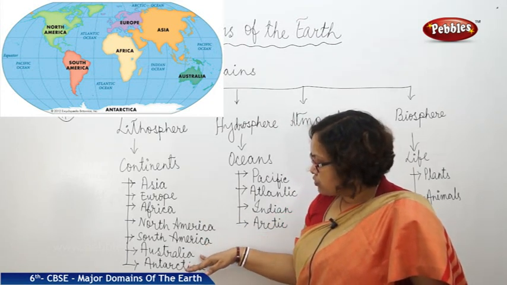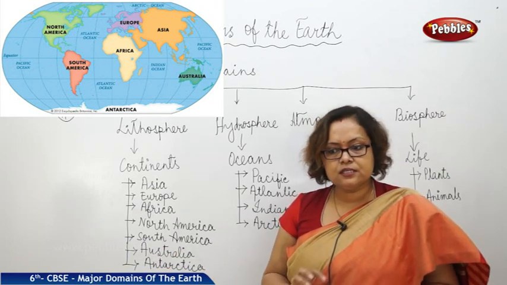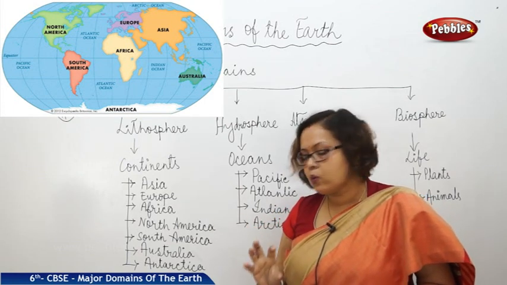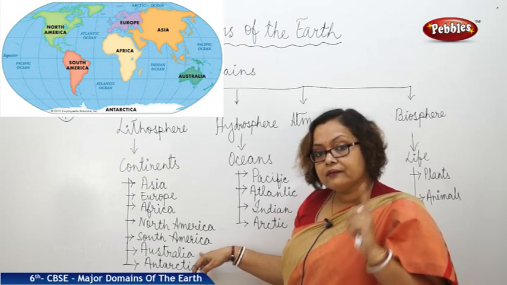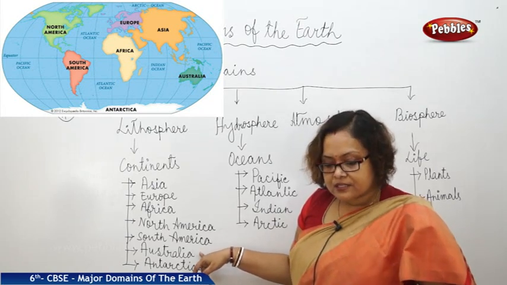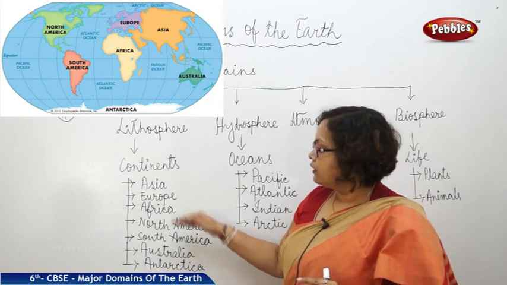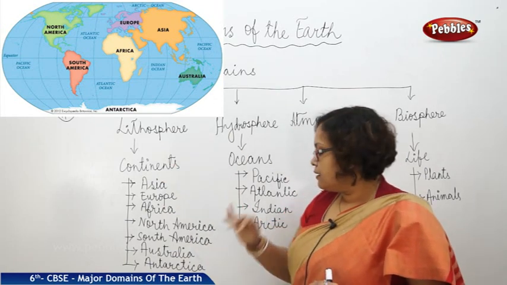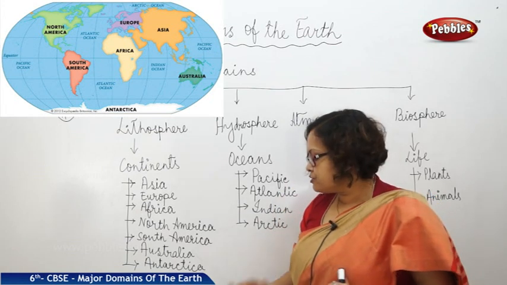Then we are coming to Australia. Australia is an island continent. All sides of the continent are covered with water, so we call it an island continent. Another thing we have to remember is that this is the continent that is in the southern hemisphere. All other continents are mostly massed in the northern hemisphere. But Australia is the continent that is in the southern hemisphere.